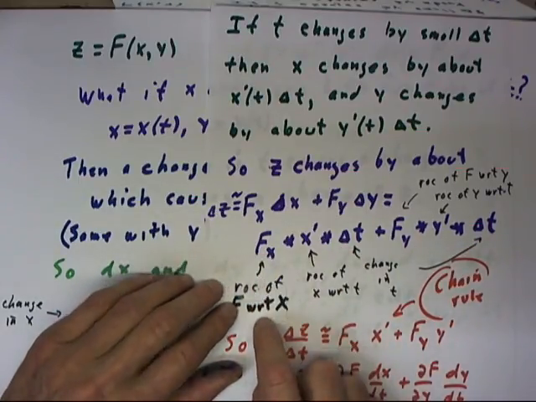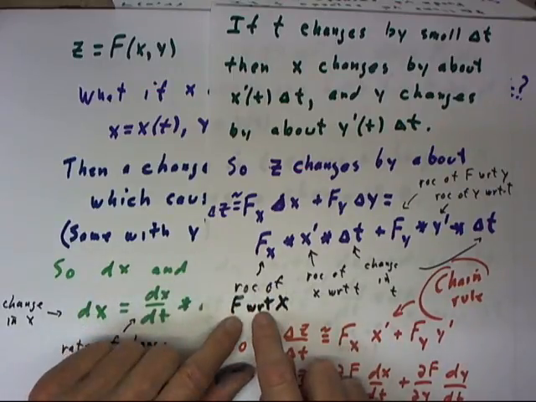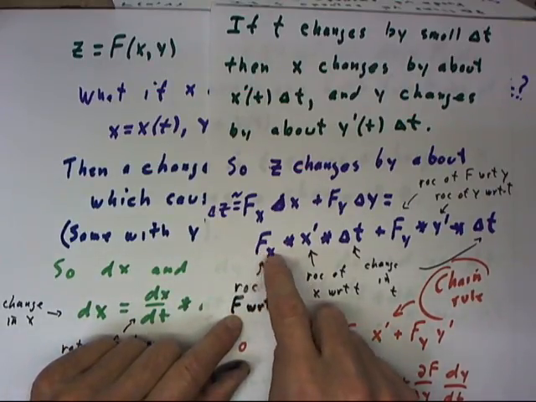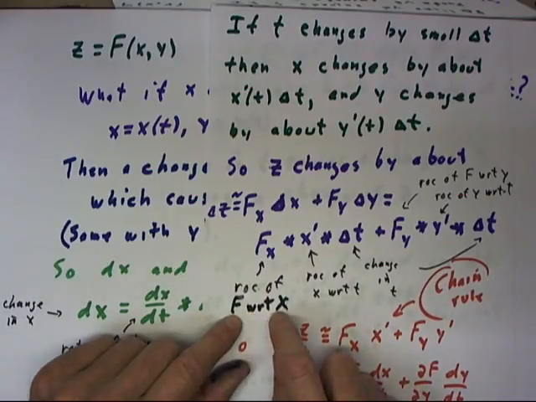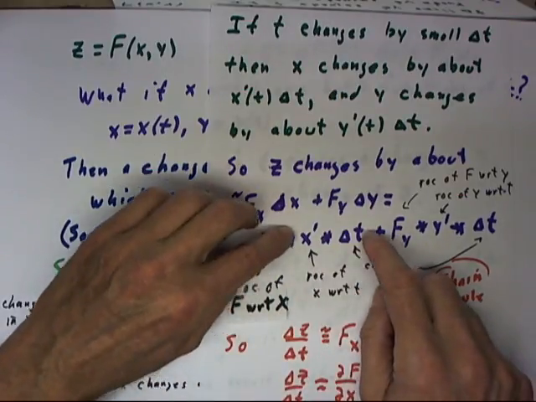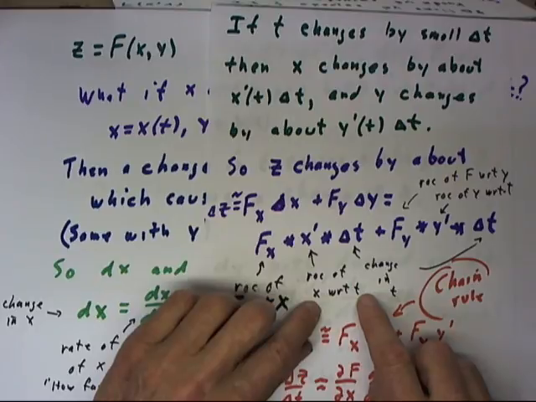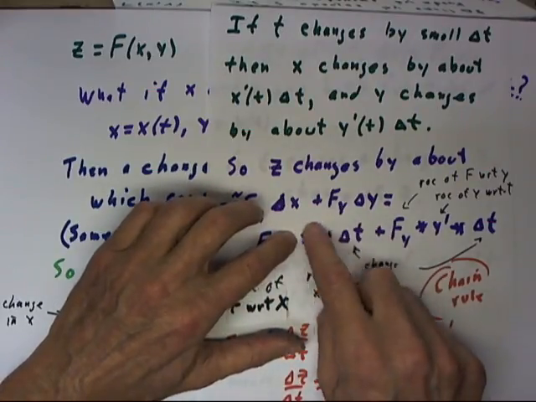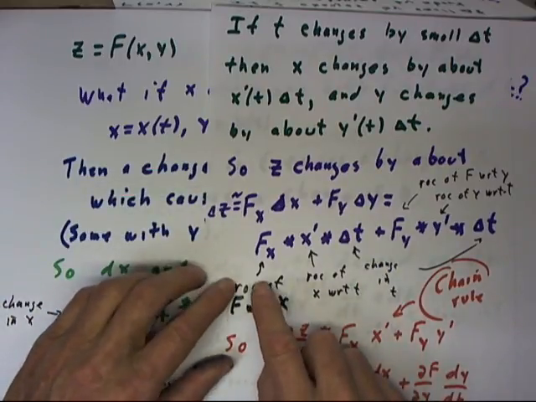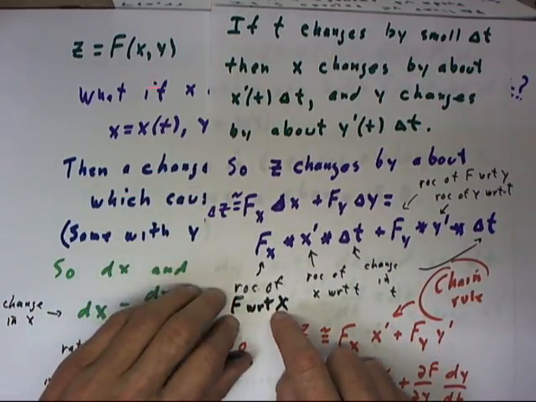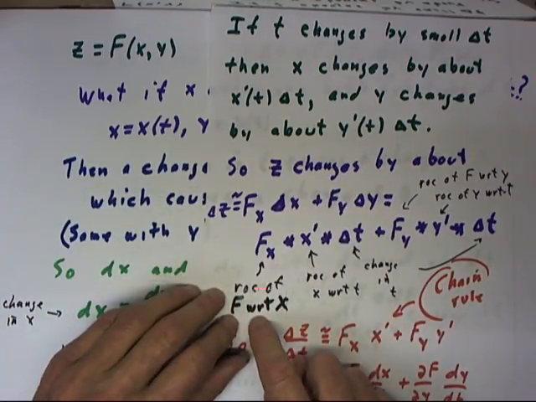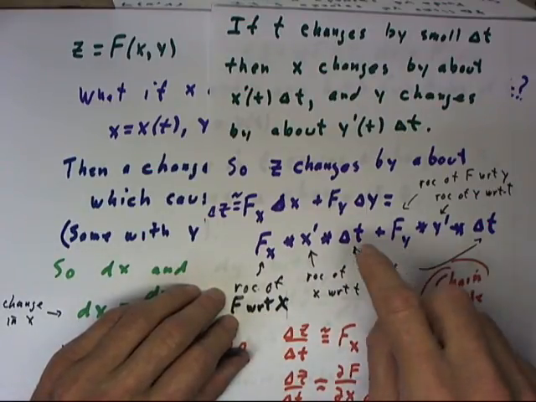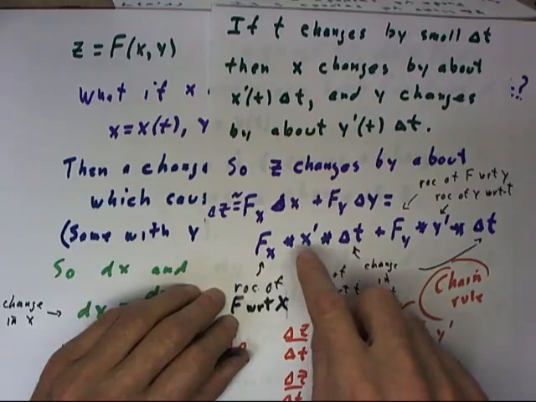What's fx? Well, fx is the rate of change of f with respect to x. That's how fast f changes with respect to a change in x. And what we have here is the rate of change of x with respect to t and the change in t. So this is our change in x, and we multiply that by the rate of change of f with respect to x, and we get a change in f due to the effect of a change in t on the value of x.